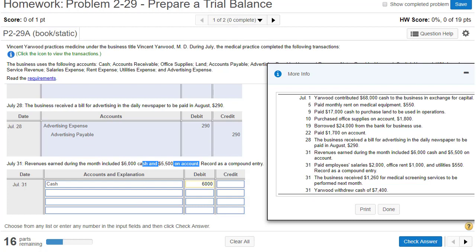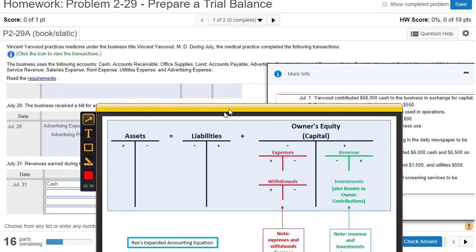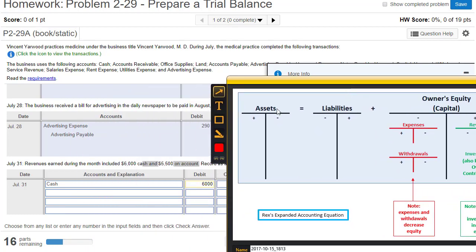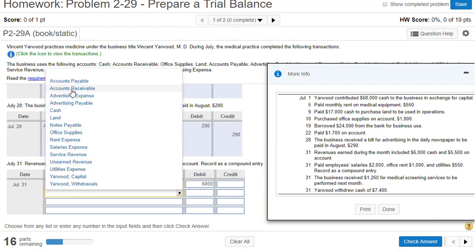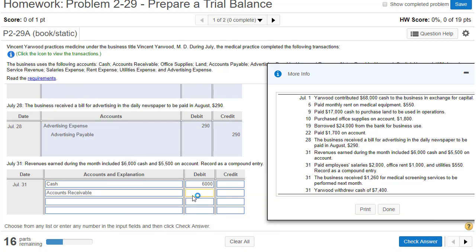What does that sound like? Well, that's an accounts receivable. And accounts receivable is an asset. So we have more accounts receivable, so that is going to be a debit. So AR is going up $5,500.